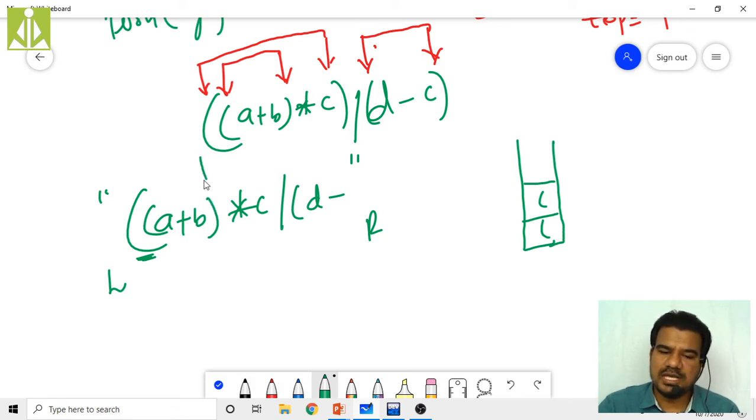We have a closing bracket, closing parenthesis. For this closing parenthesis, it will pop one bracket from this stack. When it encounters a closing bracket, it will pop one parenthesis from the stack. So what will it do? It will pop this opening bracket for this closing bracket. It will pop this opening bracket for this closing bracket. So this got popped. This got popped.